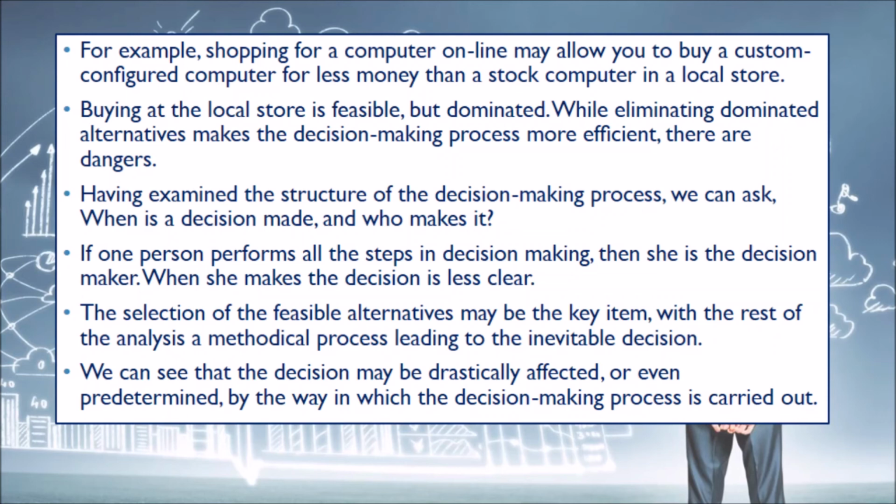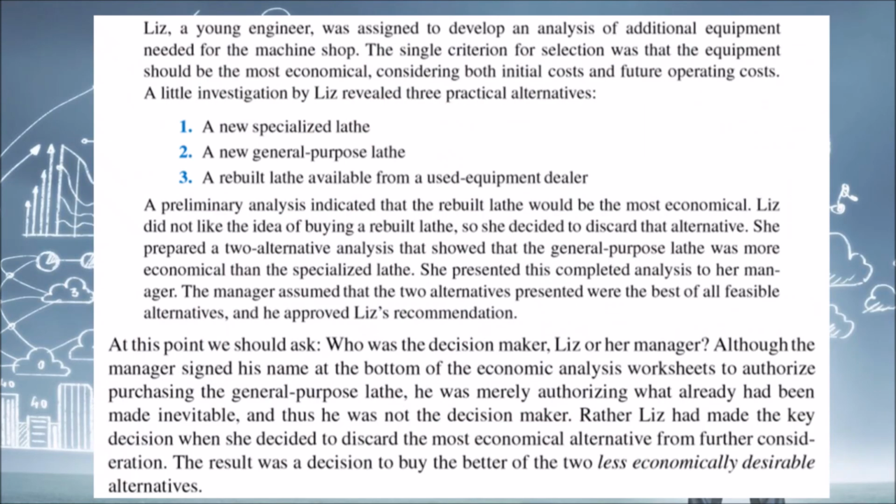Having examined the structure of the decision-making process, we can ask, when is the decision made and who makes it? If one person performs all the steps in decision-making, then she is the decision maker. When she makes the decision is less clear. The selection of the feasible alternatives may be the key item, with the rest of the analysis a methodical process leading to an inevitable decision. We can see that the decision may be drastically affected or even predetermined by the way in which the decision-making process is carried out.